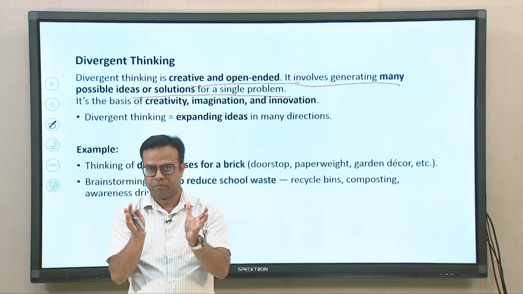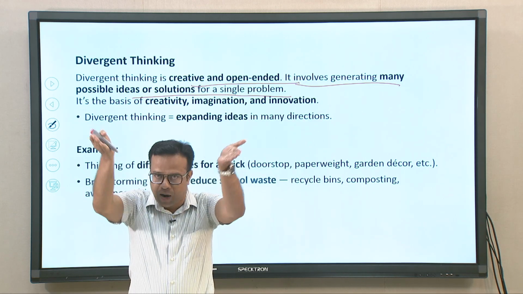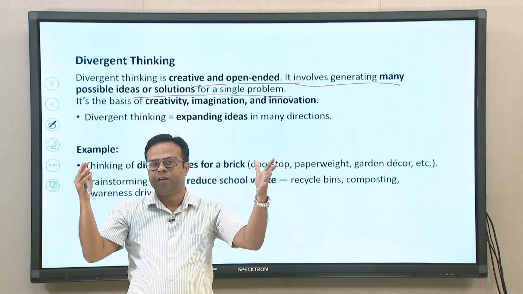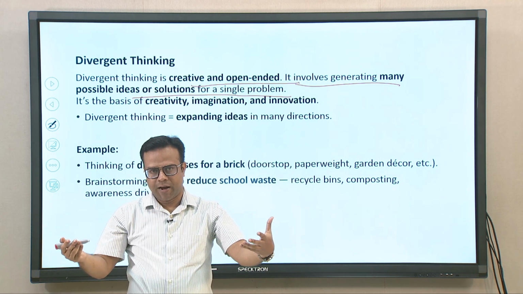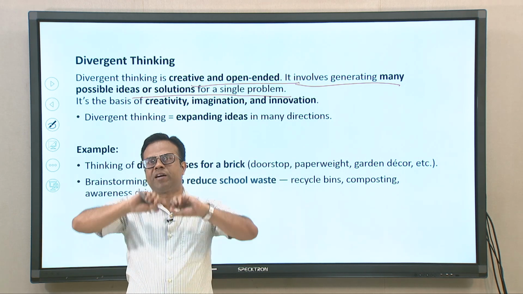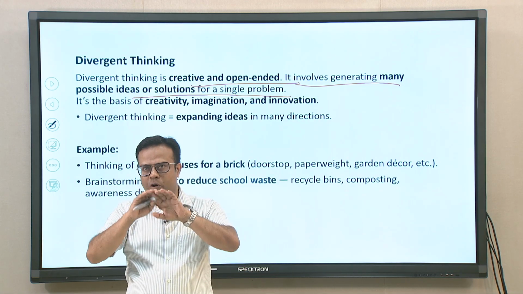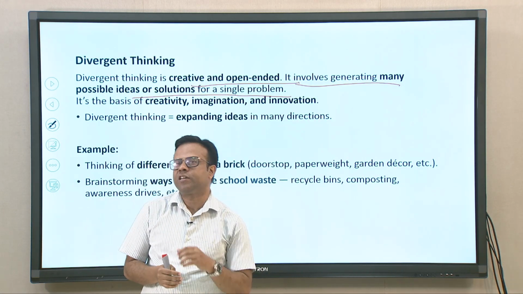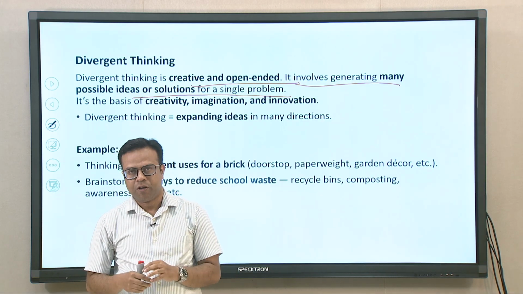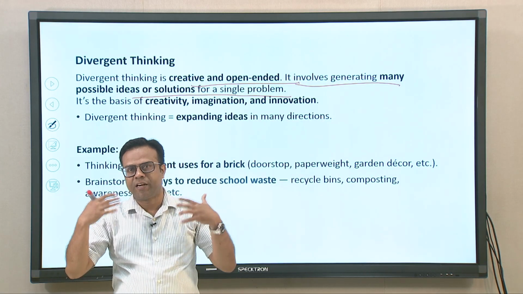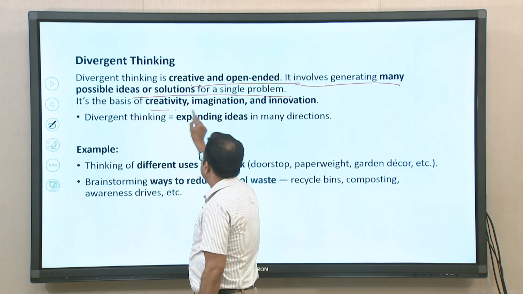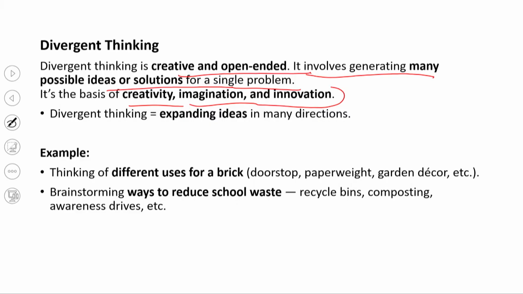So in convergent thinking, from multiple ideas you come to a conclusion. In divergent thinking, it is more open-ended, and you find, let us say, multiple solutions to a problem. You go from one idea to multiple ideas. That is called divergent thinking, and it is a hallmark of creative thinking. People become creative by thinking divergently. Divergent thinking is the basis of creativity, imagination and innovation, because you find multiple solutions.